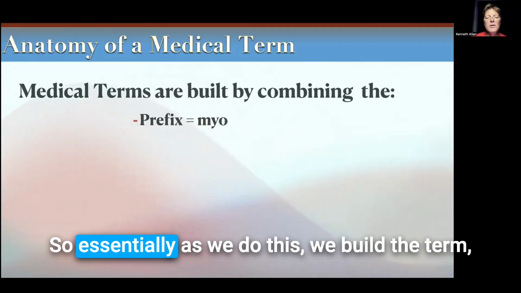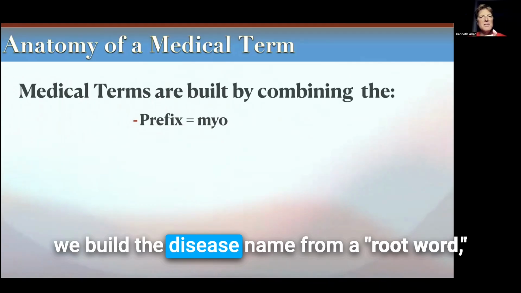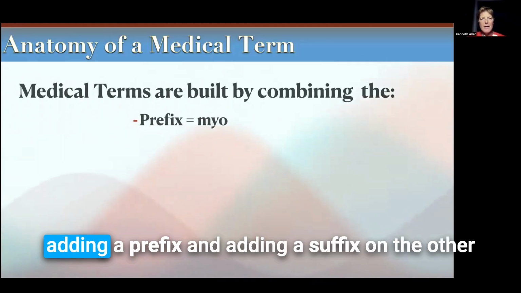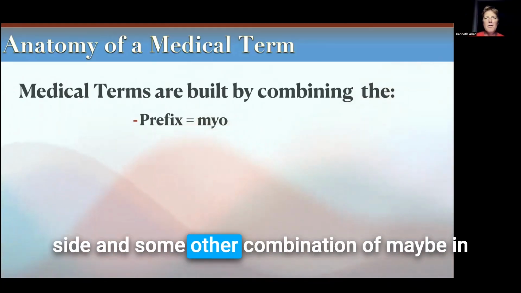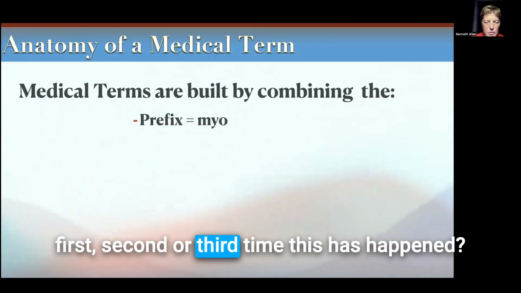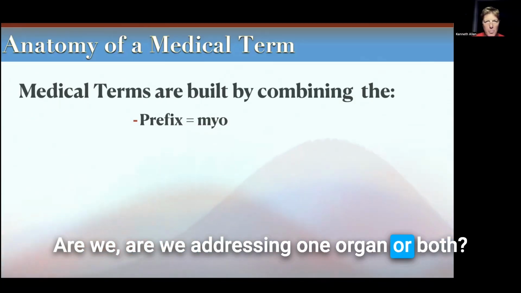So essentially, as we do this, we build the term, we build the disease name from a root word, adding a prefix and adding a suffix on the other side, and some other combination of maybe in comparison to something else, or is this the first, second, or third time this has happened? Are we addressing one organ or both?